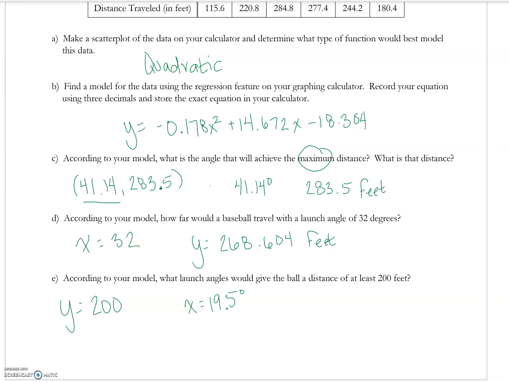I have another point of intersection, so if you want to, go ahead and pause your video and do the exact same thing to find that other point of intersection. When I found my other point of intersection, I got 62.779.